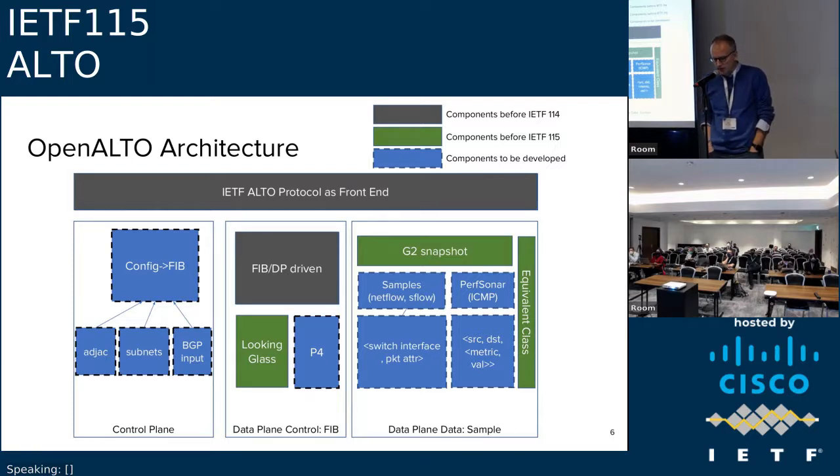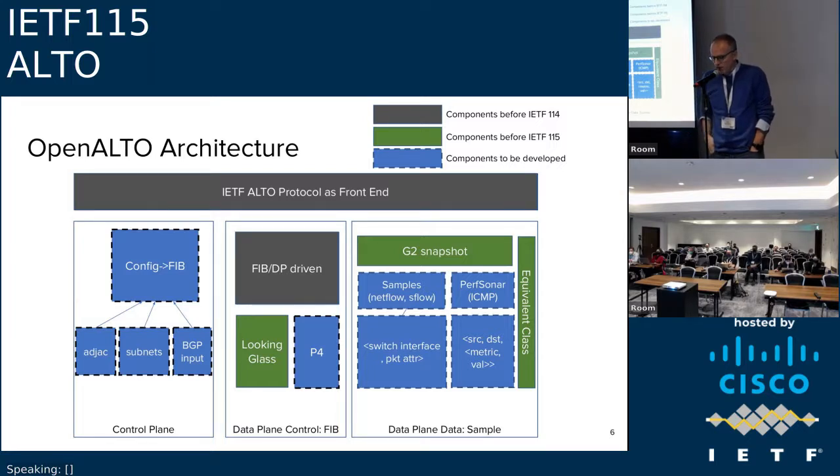And then on the right side, data plane data. This actually gets the information from the data plane, from the actual sampling packets. So technologies like NetFlow, sFlow, Perfsonar, ICMP. And this is an integration with Grafana, which is running in one of the deployments. So actually, the development of an OpenAlto plugin that gets this data from G2, and G2 actually gets it from the NetFlow, sFlow, ICMP, and so on.